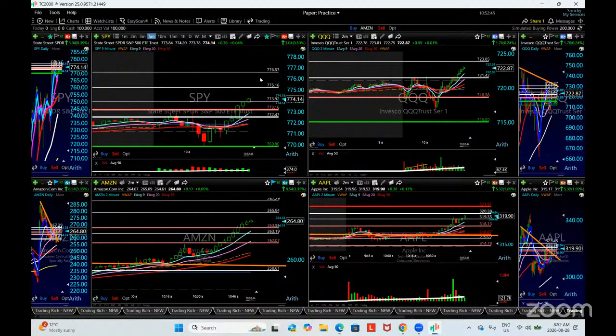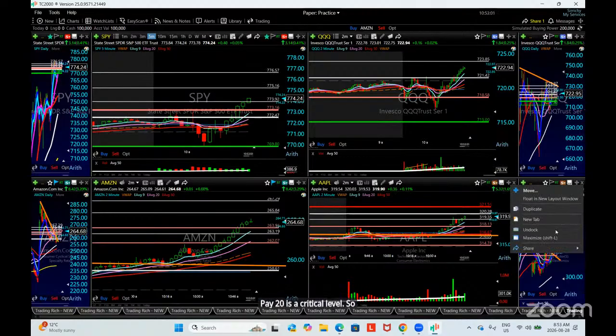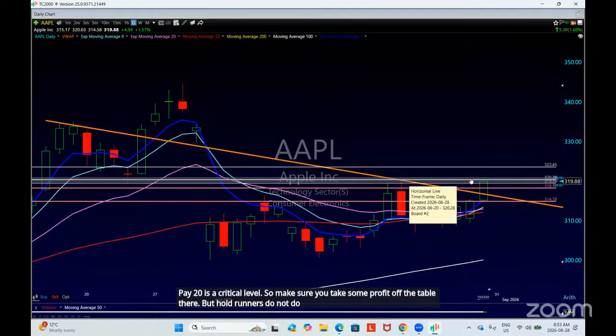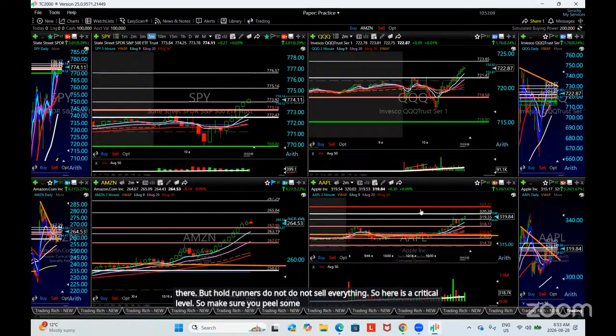Let it rip. Let's go. So Apple is approaching that target of 320, a critical level. So make sure you take some profit off the table there. But hold runners. Do not sell everything. So here is a critical level. Make sure you peel some in as it's pushing into that level, because it's going to pull back.